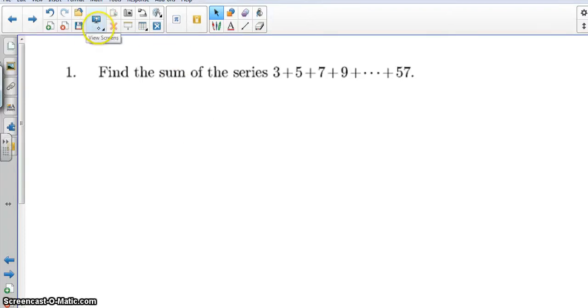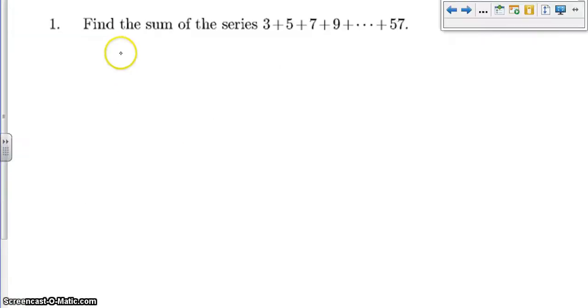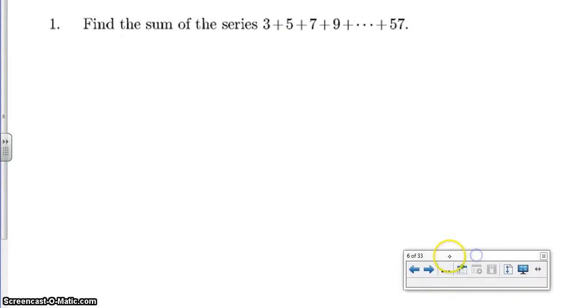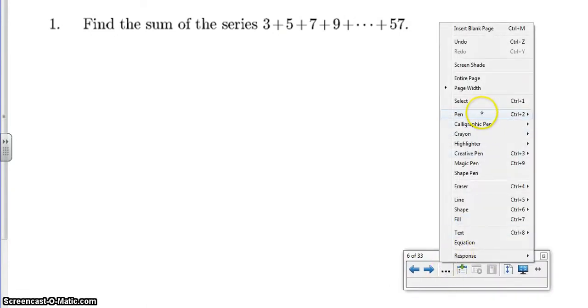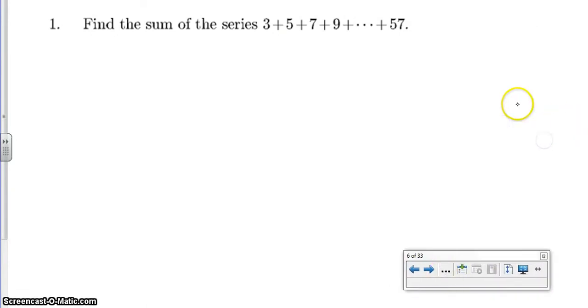All right, these are the first 10 problems from the series homework from tonight. And so let's go ahead and get started. One of the things that you need to realize is that you have to remember a couple of things.